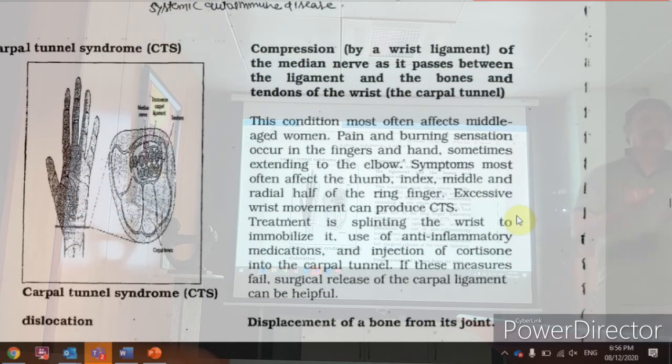CTS. I told you, typing. The median nerve gets affected. That is known as carpal tunnel syndrome. Splinting is usually done for this.